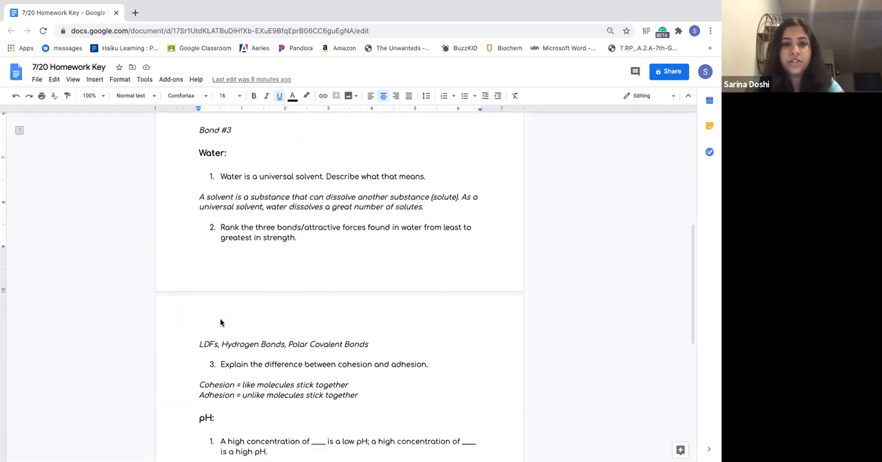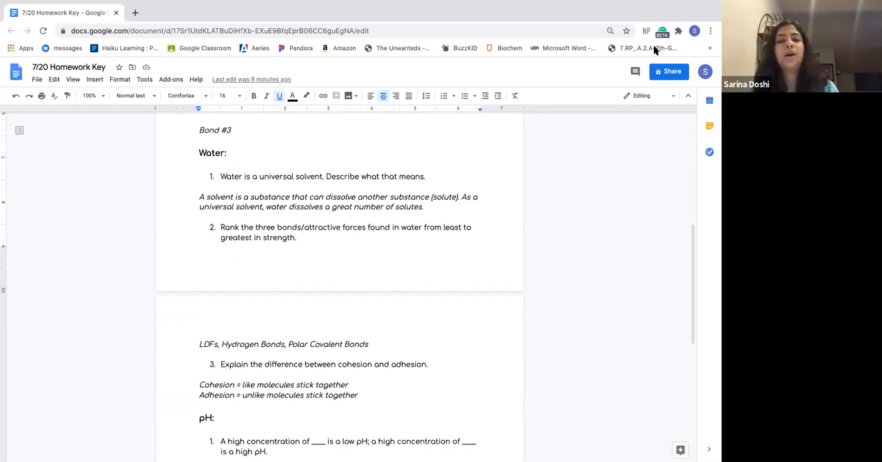Water is a universal solvent. Describe what that means. A solvent is a substance that can dissolve another substance, which is a solute. So as a universal solvent, water dissolves a great number of solutes. That's kind of straightforward, but the point is so that you remember water dissolves a lot of things, and that's what makes it exceptionally important to life.